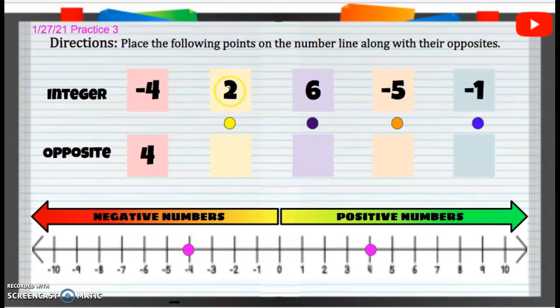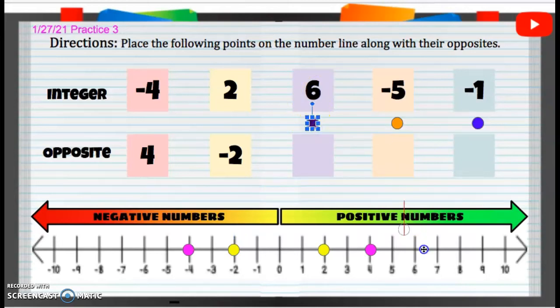Let's take a look at the next one, 2. Let's plot 2. The opposite of 2 is going to be -2, so you can just put -2. So we're going to go -2 away from 0. And there we have it. We have our positive and negative.